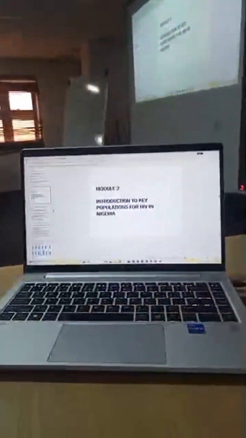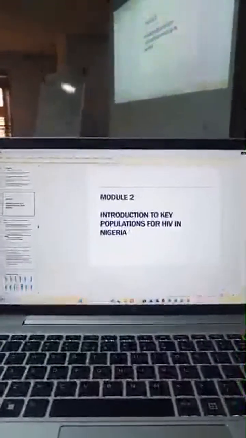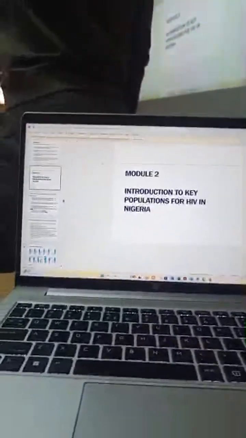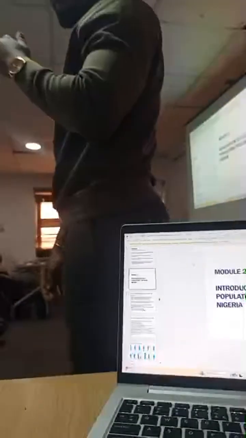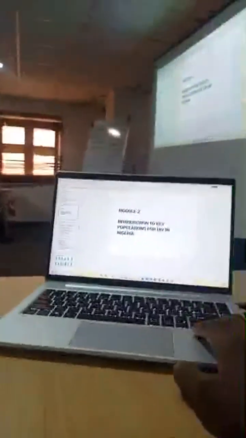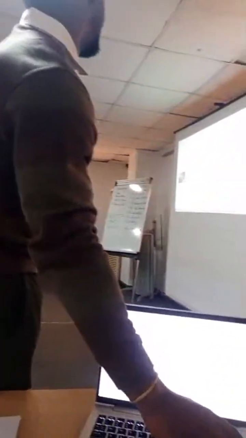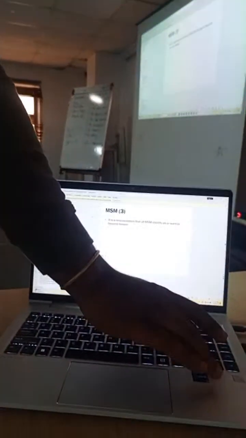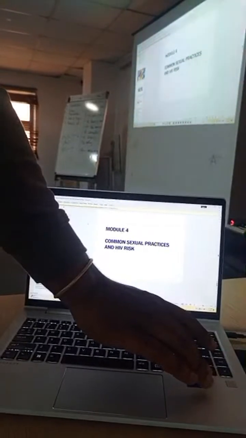Introduction to key population. Okay, I know how to break it. So introduction to key population for HIV in Nigeria. I think we have to take this first, then take common sexual practices. But give me a minute. Anything that needs explanation from the first? So common sexual practices and HIV risk. Next.